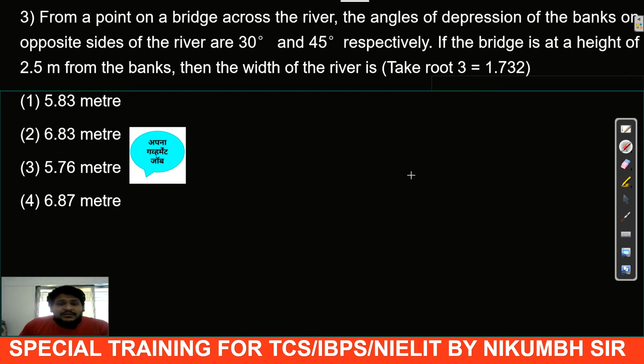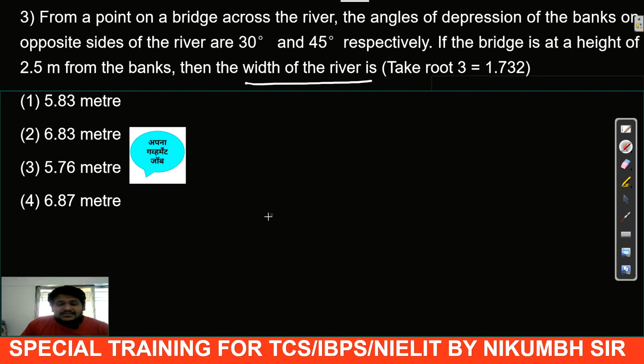Okay, from a point on a bridge across the river, the angle of depression on the bank of opposite side of a river, okay, opposite side of a river is 30 degree, 45 degree. If the bridge is at a height of 2.5 meter from the banks of the river, then we have to find the width of the river, okay.